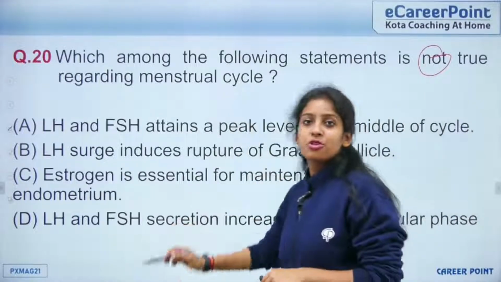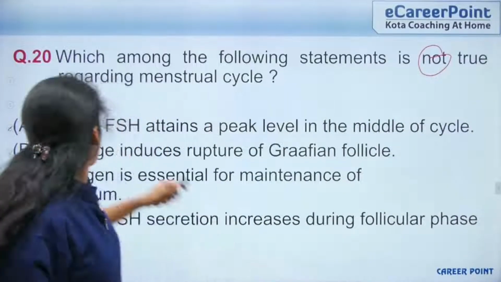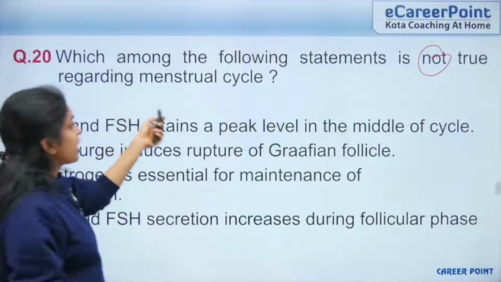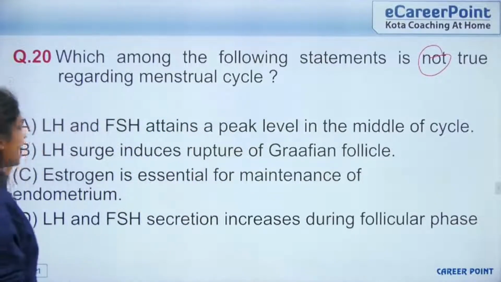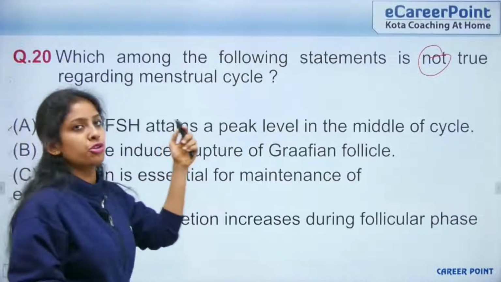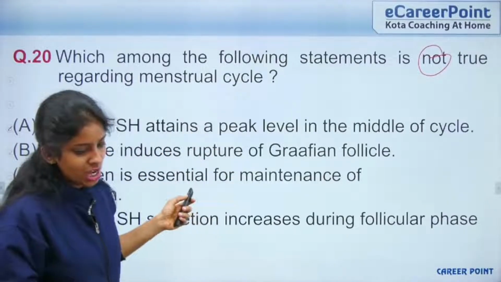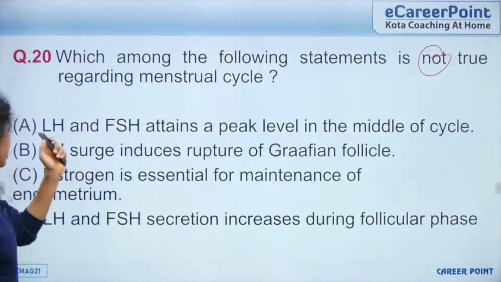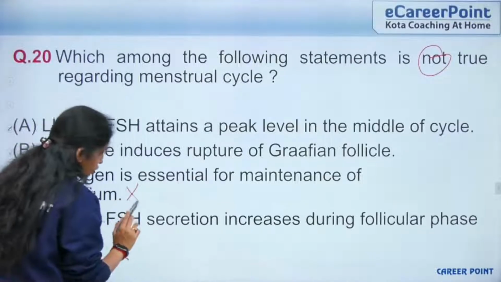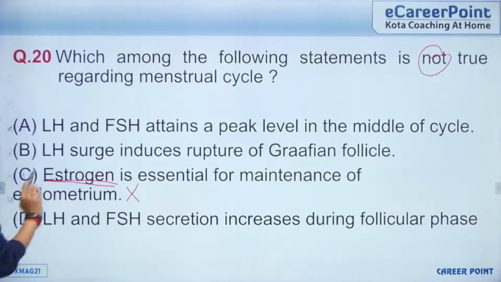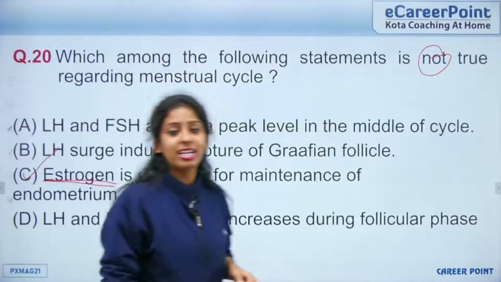Alright, so this comes from the human reproduction chapter. LH and FSH attain a peak in the middle of the cycle. True. LH surge induces the rupture of Graafian follicles. True. Right? Estrogen is essential for the maintenance of endometrium. This is wrong. So progesterone is essential for the maintenance of endometrium. Thus, this is the incorrect statement.